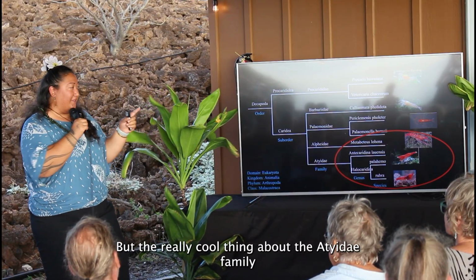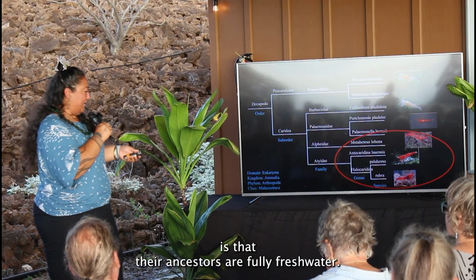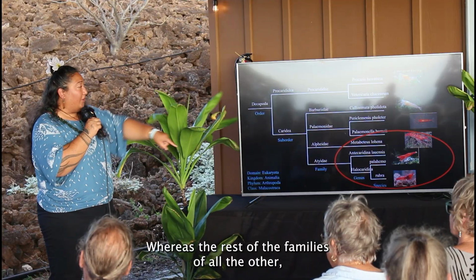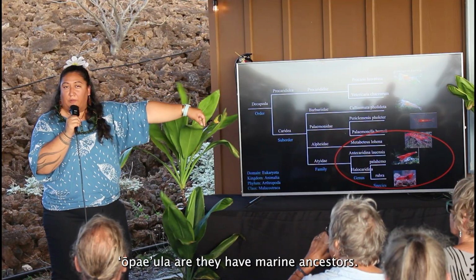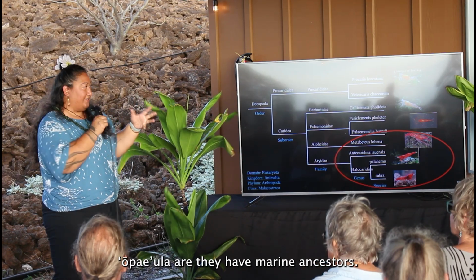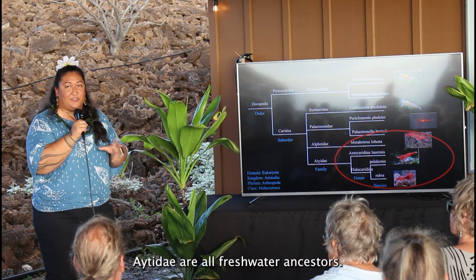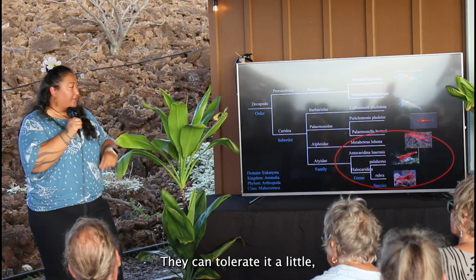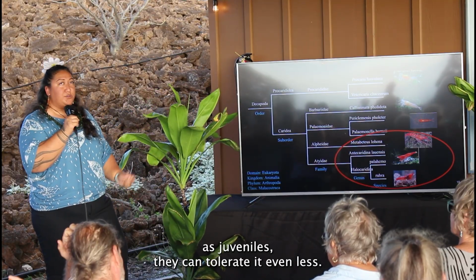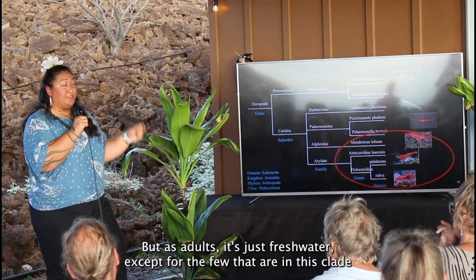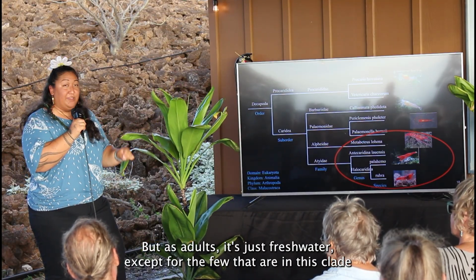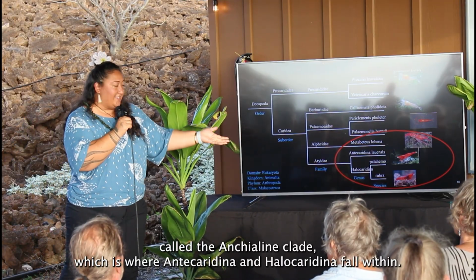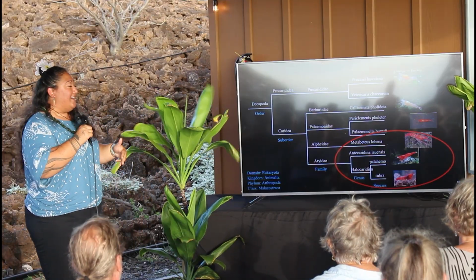But the really cool thing about the Atyidae family is that their ancestors are fully freshwater, whereas for the rest of the families of ōpae'ula, they have marine ancestors. Atyidae are all freshwater ancestors as adults. As larvae, they can survive in salt water. They can tolerate it a little. As juveniles, they can tolerate it even less, but as adults, it's just fresh water, except for the few that are in this clade called the anchialine clade, which is where Antecaridina and Halocaridina fall within.